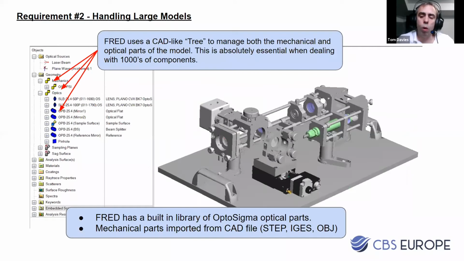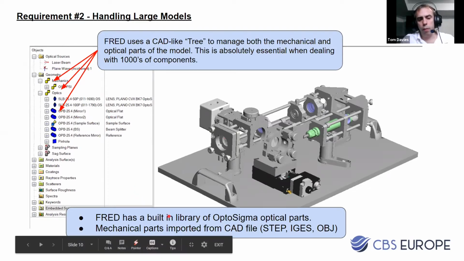And then addressing the second requirement, the CAD-like interface. This is a picture of the Phred user interface. And you can see here that Phred uses a CAD-like tree on the left side to manage both the mechanical and optical parts of the model. You can imagine this is essential when we're dealing with hundreds or thousands or hundreds of thousands of individual pieces. They could be arranged in hierarchical subassemblies and subassemblies inside subassemblies, and can be organized in a way that makes sense to you. And I'll show you in the live demo how I've done that.